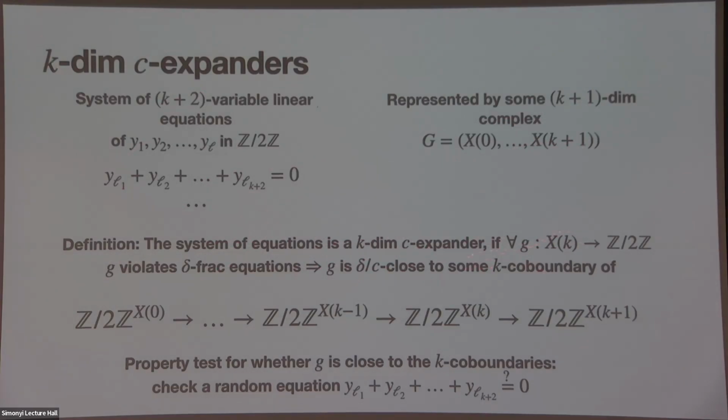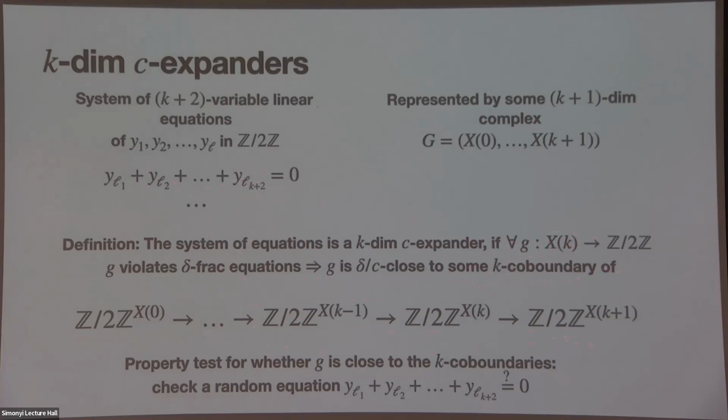If actually for every assignment G over the k faces. Maybe I forgot to say that each of these variables corresponds to a k-face in this complex. So for any assignment to these variables, if it violates a delta fraction of these equations, then it's also close to the k coboundary of the complex.